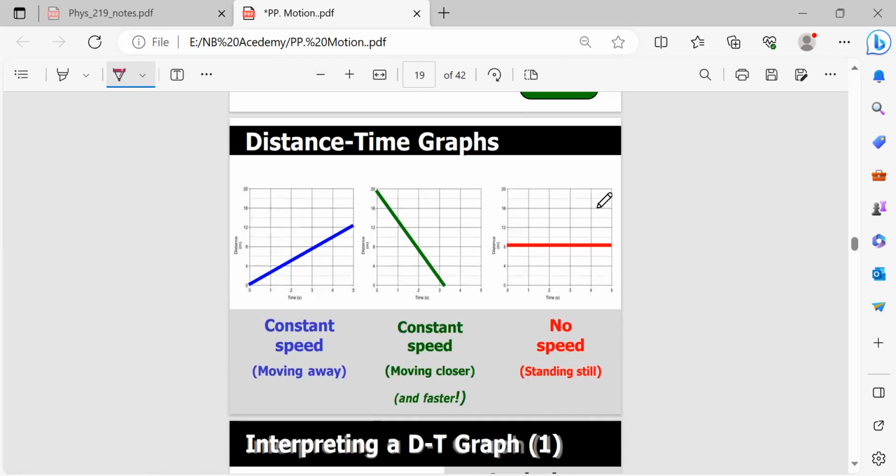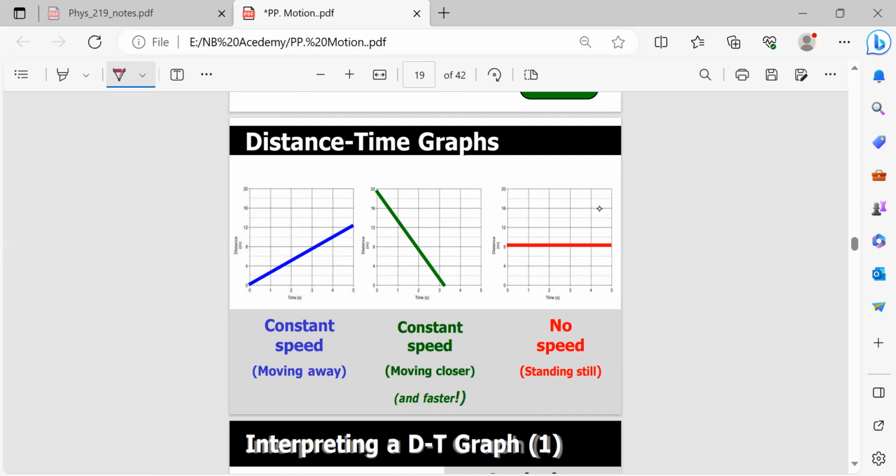Here we have different distance time graphs. The first graph shows that the object is moving with constant speed or steady speed, as we said before, and the body is moving away from the starting point. Here, the body covers equal distances in equal intervals of time. Here, the body still moves with constant speed, but the body is returning back to the original point.